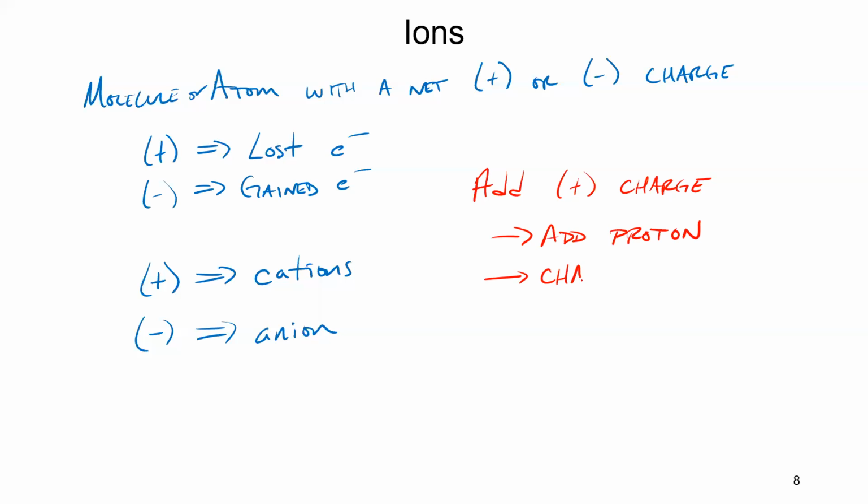And so here, we're changing that atomic number. And so we change the element. So we cannot make an ion by adding or removing protons. We can only make ions by adding and removing electrons.